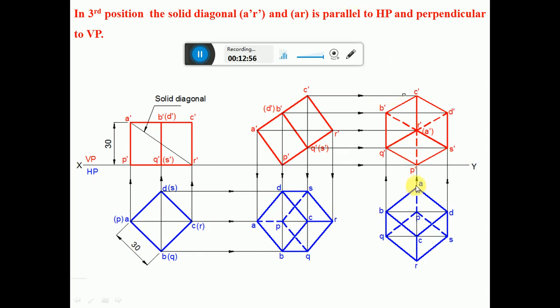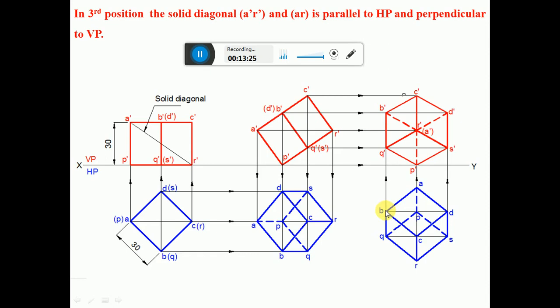Draw a vertical projector from A, P, C and R. So A, P, C and R. Draw a horizontal projector from A dash to intersect at this point A dash. Similarly, from P, draw a horizontal projector from P dash to get this point P dash. Similarly, draw a horizontal projector from C to intersect at this point C dash, and draw a horizontal projector from R to intersect at this R dash.